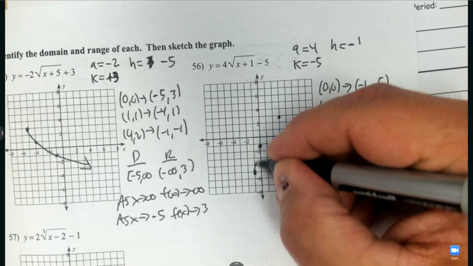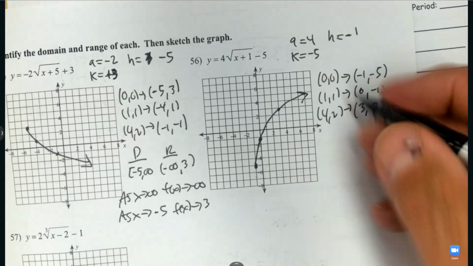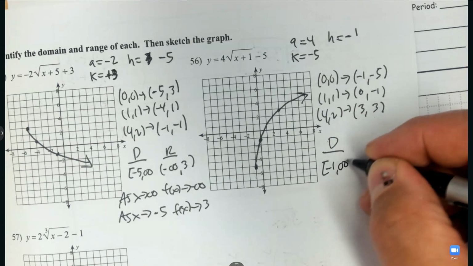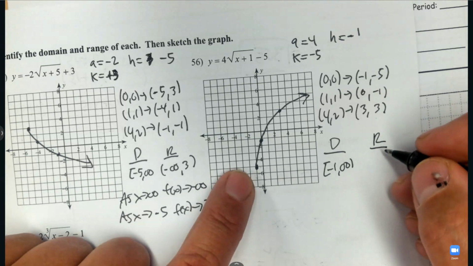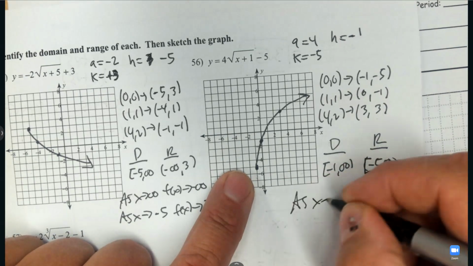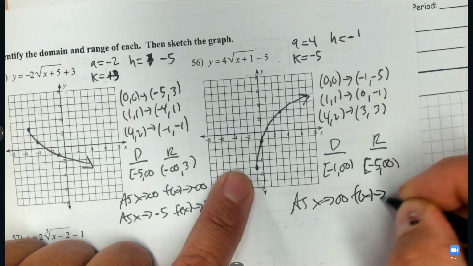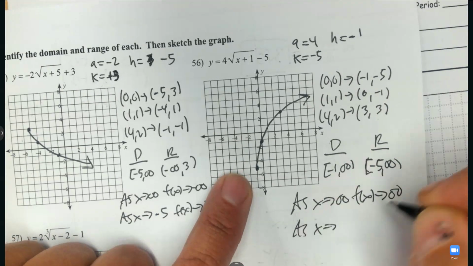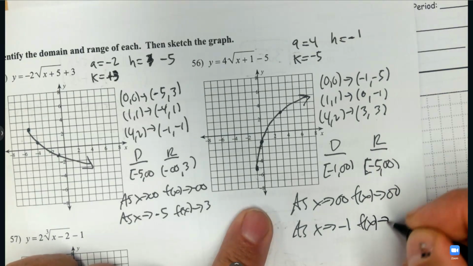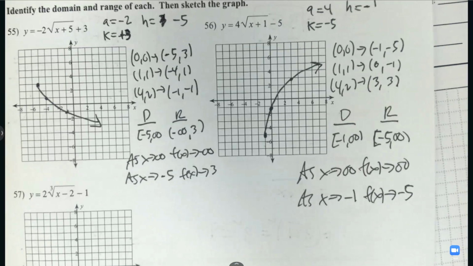And then we're going to curve up to the right. And then the domain is your h. That's negative 1 to infinity. Your range, the bottom is k, which is negative 5 to infinity. And then the end behavior. So the right end goes up, and the left end is the point h, k. That's h. That's k. We got this.